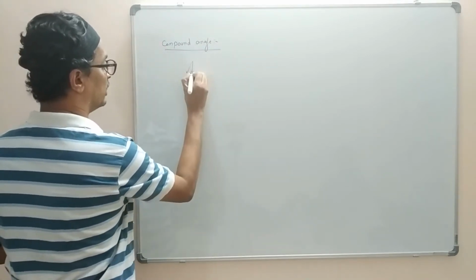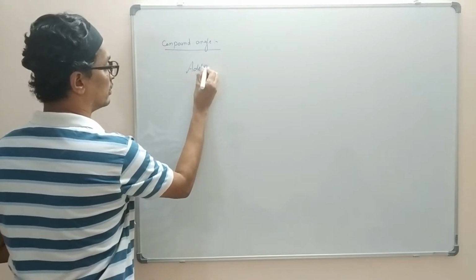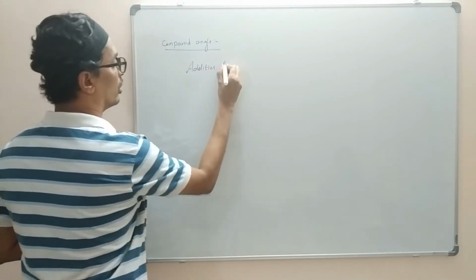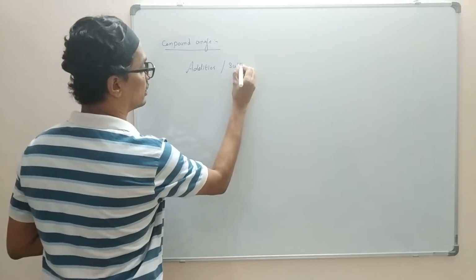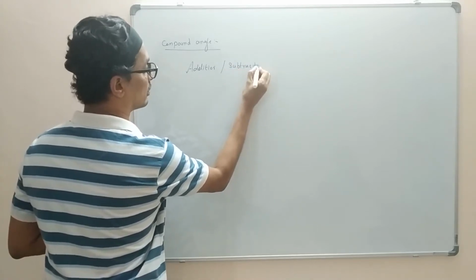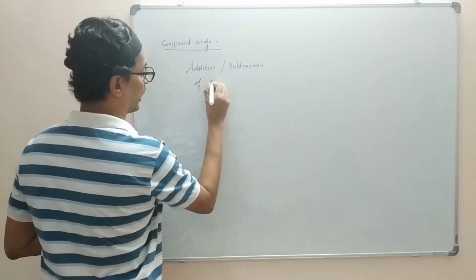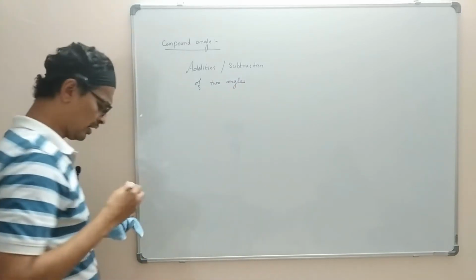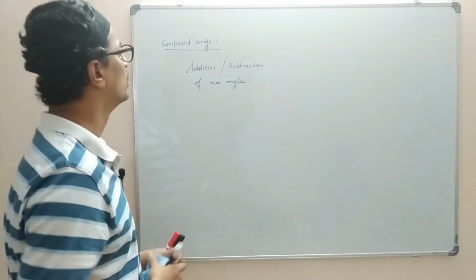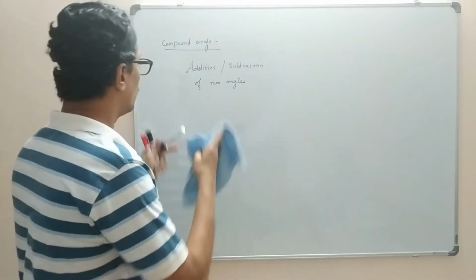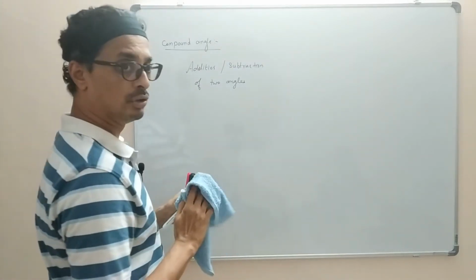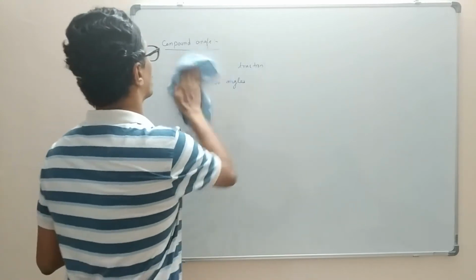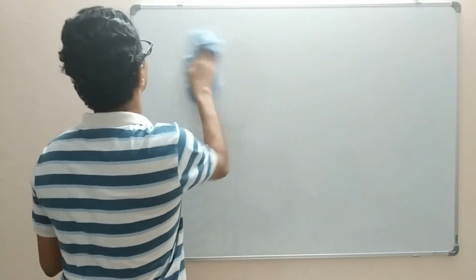A compound angle is the addition or subtraction of two angles or any number of angles. It's not necessarily limited to two angles. So now, how will we find the trigonometric ratio for a compound angle? That's what we are going to see now.